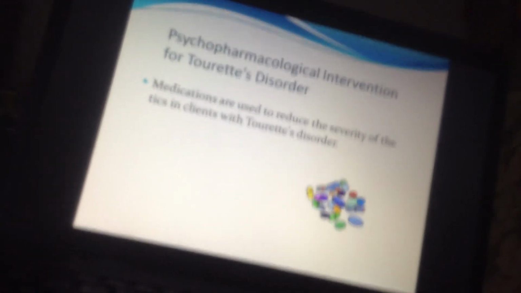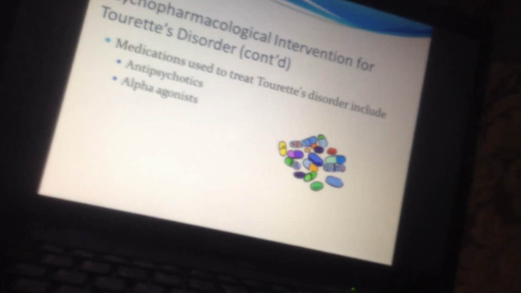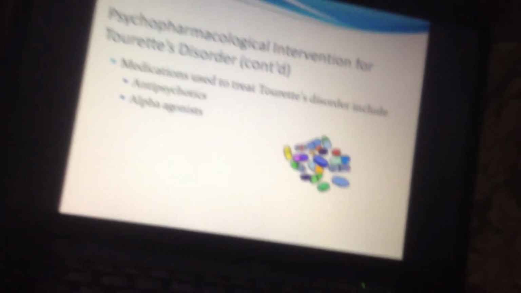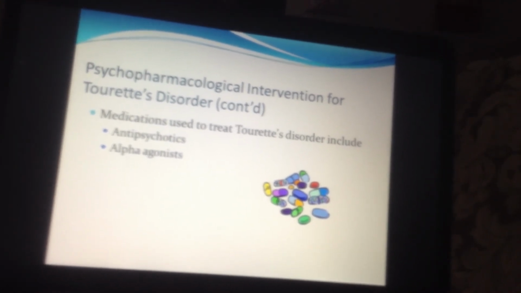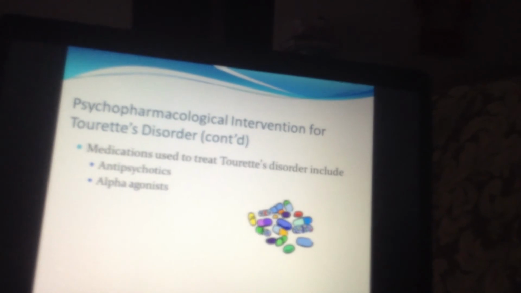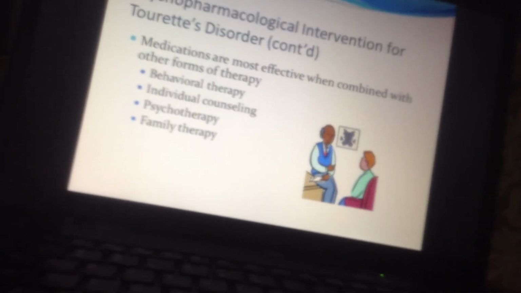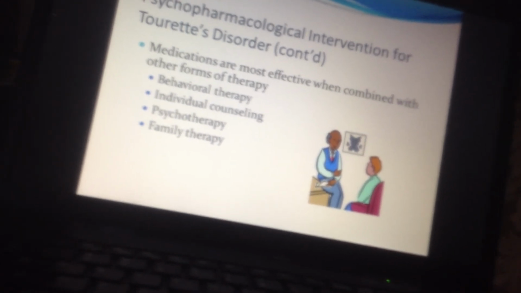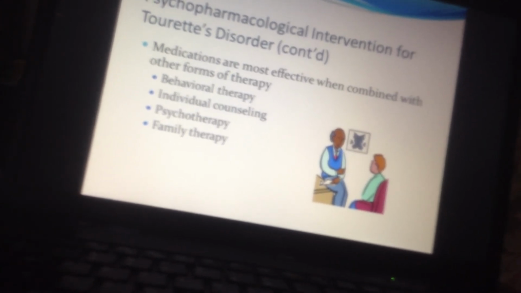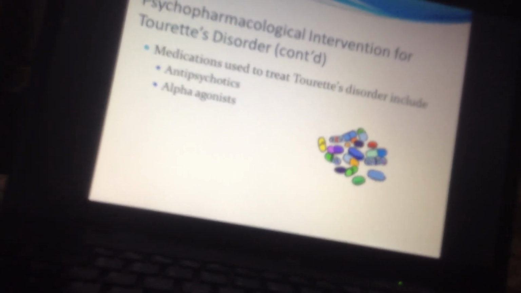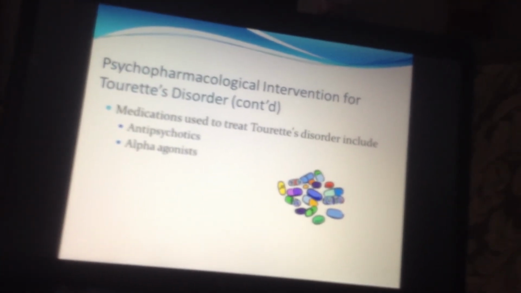As far as medications, there are actually two different classes of medications. One is your antipsychotic, and the other one is alpha agonist. So to help these clients, they would get these medications. Now with Tourette's, they would normally not want to give you any medications if at all possible. They would want to give you other forms of therapy such as behavioral therapy, individual counseling, psychotherapy, or family therapy. But sometimes they may also give you medications to help, but it is very rare that they get these medications.